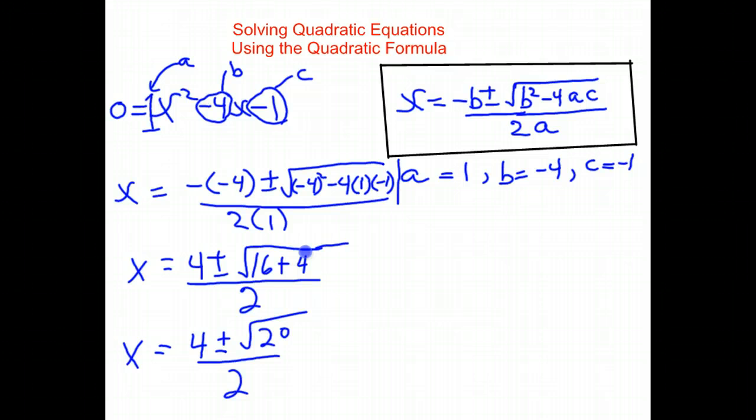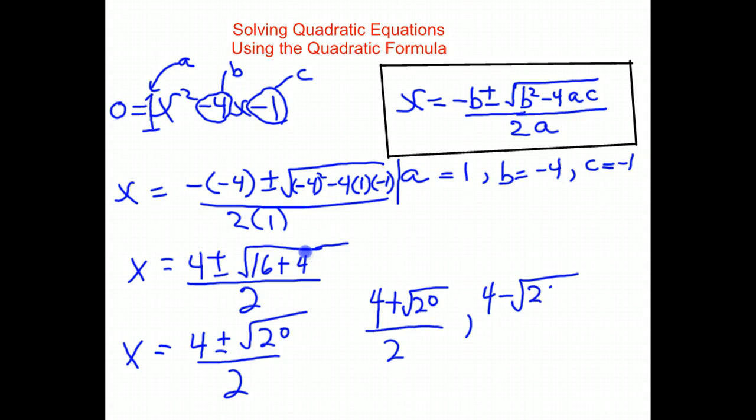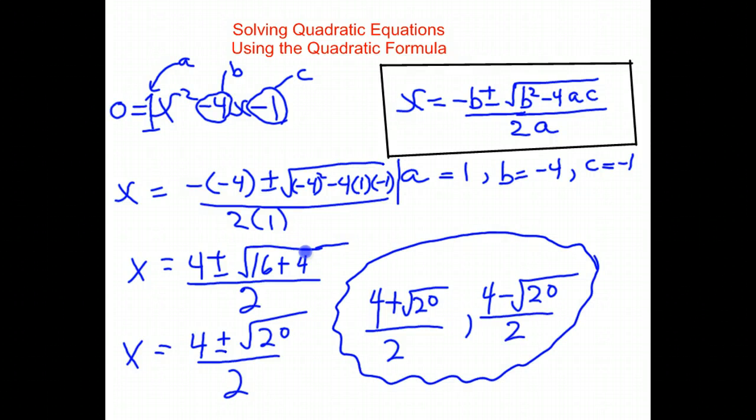We could simplify it. What it really is saying is that our two roots are 4 plus the square root of 20 over 2 and 4 minus the square root of 20 over 2. And like I said, you could simplify the square root of 20. That's beyond the scope of this lesson. So those are our two roots. And we have just used the quadratic formula to solve this quadratic equation.